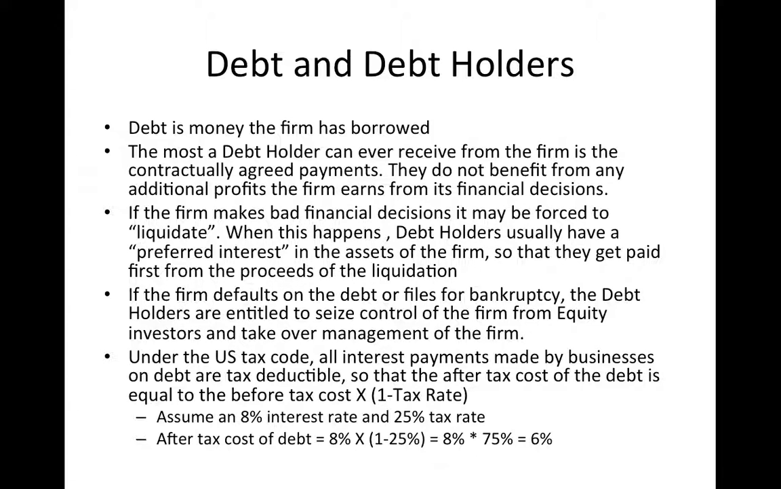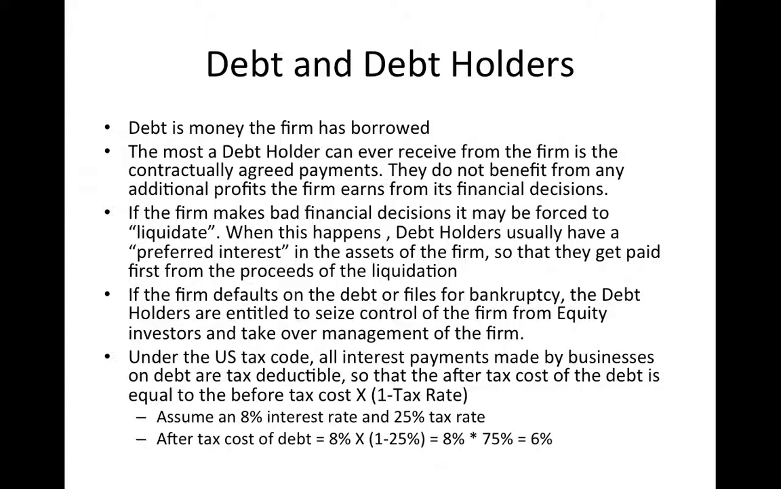If the firm does badly and makes a bad financial decision so that it's unable to make your payments, then you may have the right to liquidate the company or some specific assets in order to pay your debts. If you were to liquidate, maybe you just decided to shut the company down, then by law, you have to make sure you pay your debt holders off first before you can do anything else with the money you get from the liquidation.